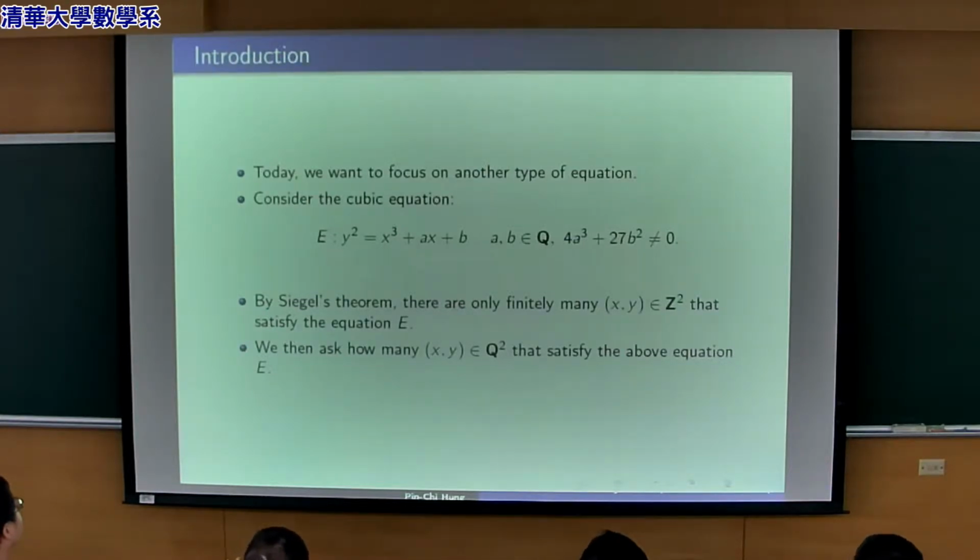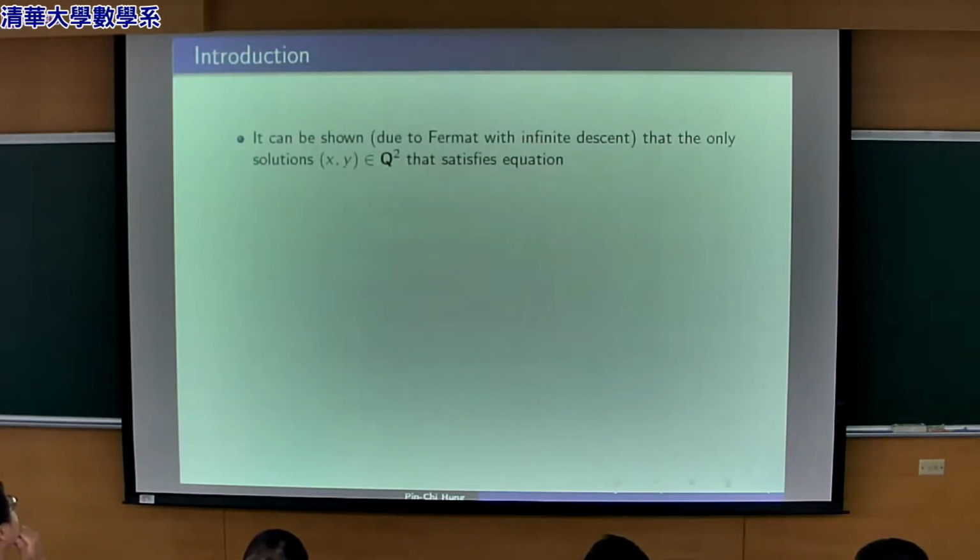When a mathematician starts on a question, the first thing they do is look at some examples. Firstly, this is already known by Fermat. For this equation, where a is minus 1 and b is 0, Fermat already showed that the only rational solutions are three solutions, and actually they are integral. All the solutions are integers.